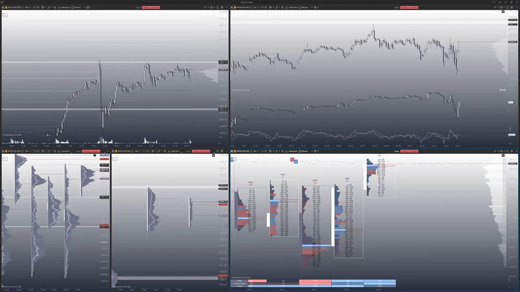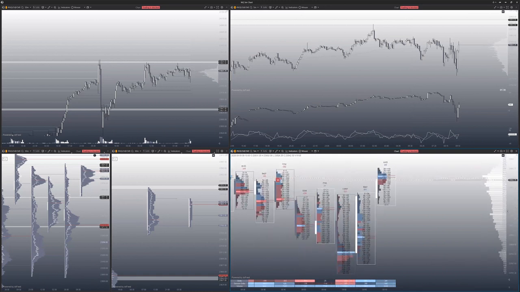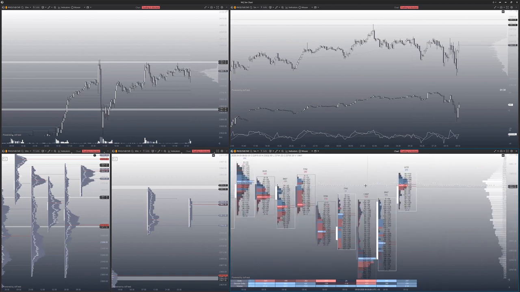Good. Let's look. What's the market doing? We have not finished auction here. That's the low, the range on the low. Okay, we need to wait. We can do nothing.